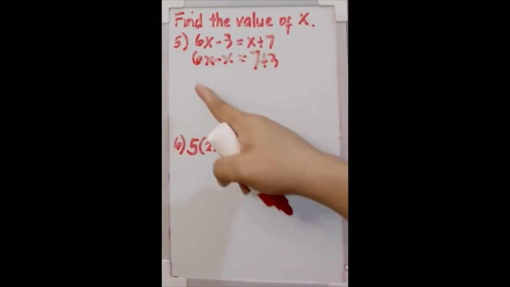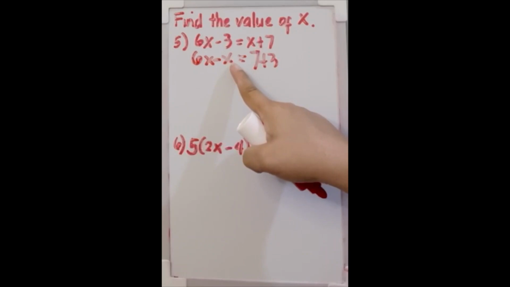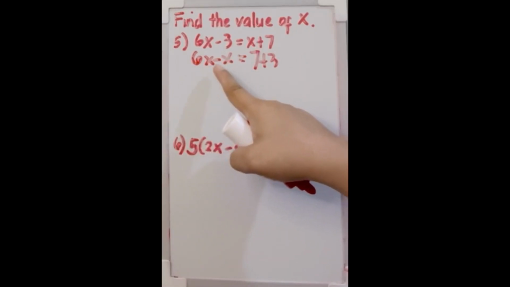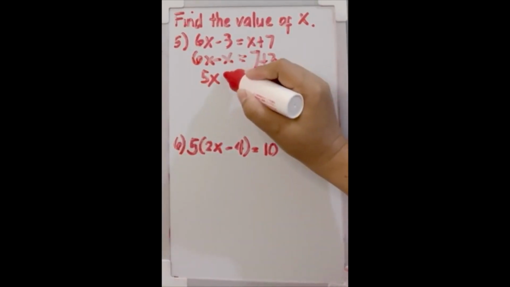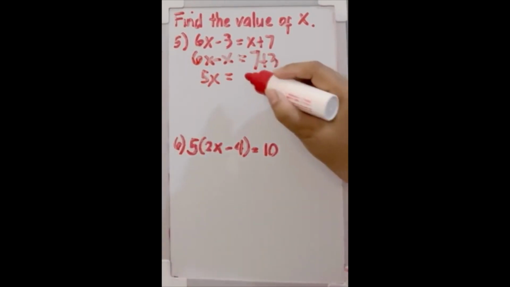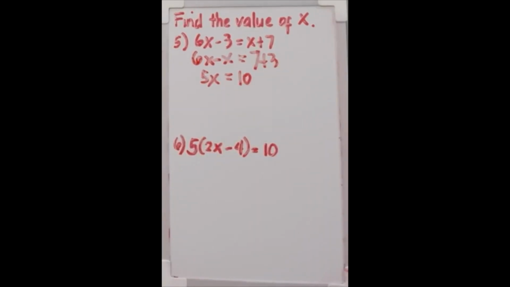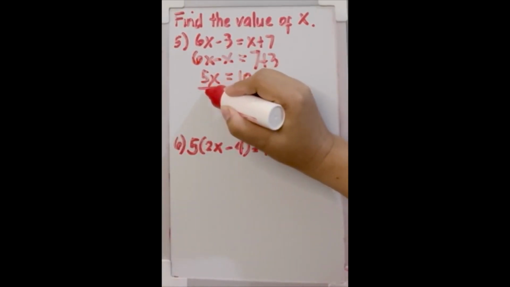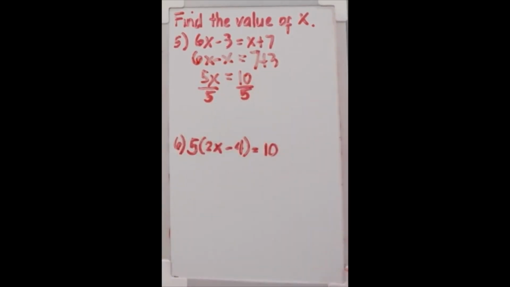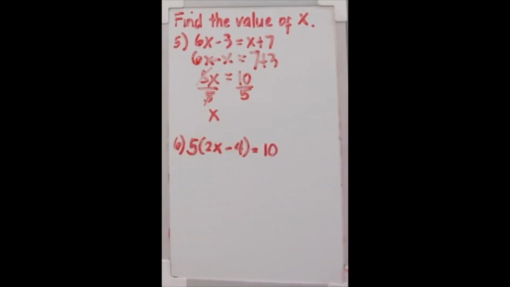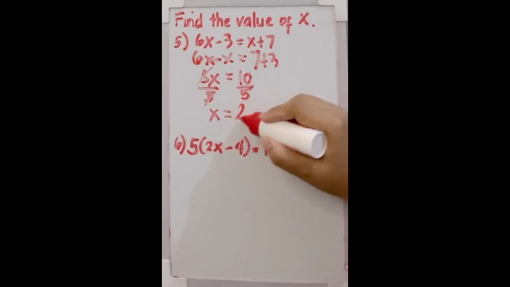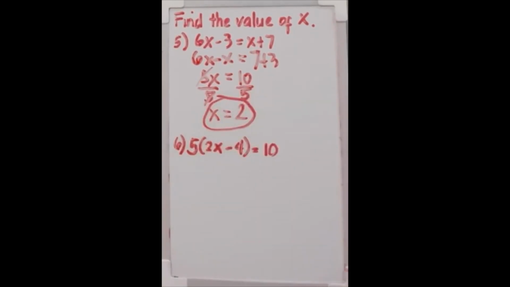Now rewriting, we will have 6x minus x. So you are subtracting 6x minus 1x, and that will give us 5x equal to 7 plus 3. This is 10. Now to get the value of x, we will divide both sides by 5. So 5 divided by 5, this is 1. So we have x here equal to 10 divided by 5, and this is equal to 2. So our answer is x equal to positive 2.